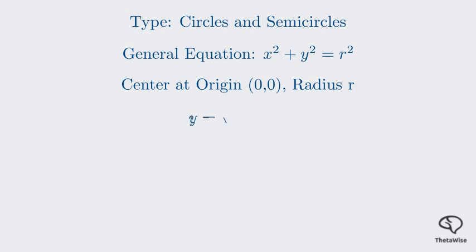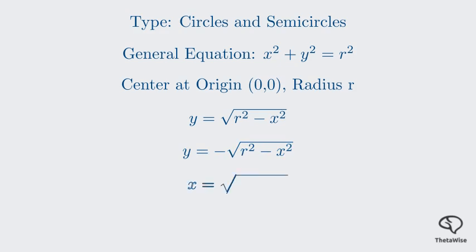To get the semicircle above the x-axis, we solve the equation for y and only take the positive square root. To get the semicircle below the x-axis, we solve for y and take the negative square root, because in the bottom half of the circle, the y values are negative. In the same way, we can define semicircles that open to the side. Taking the positive square root when solving for x gives us the semicircle to the right of the y-axis, where x is positive. And taking the negative square root gives us the semicircle to the left of the y-axis, where x is negative.